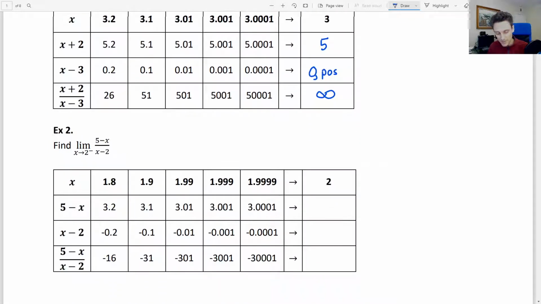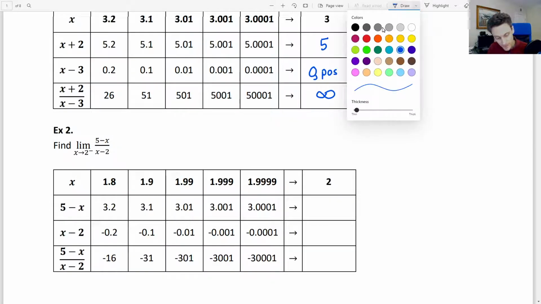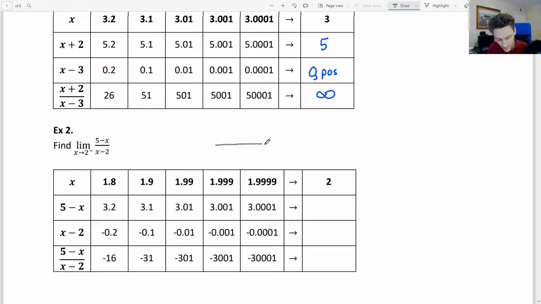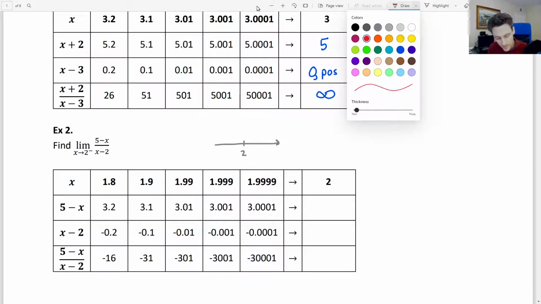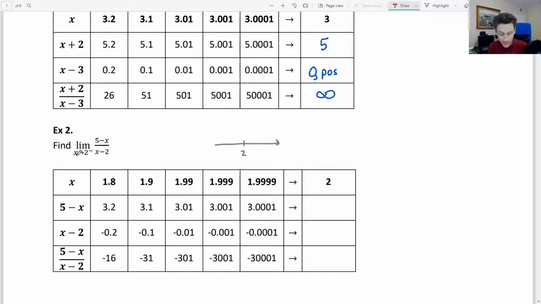Looking at example 2, we're asked to find the limit as x approaches 2 from the left of (5 minus x) over (x minus 2). And once again, I'll just draw a quick picture of 2 and show that when x approaches 2 from the left, remember that this means the left side of 2, but getting closer to 2. So this is this kind of motion.